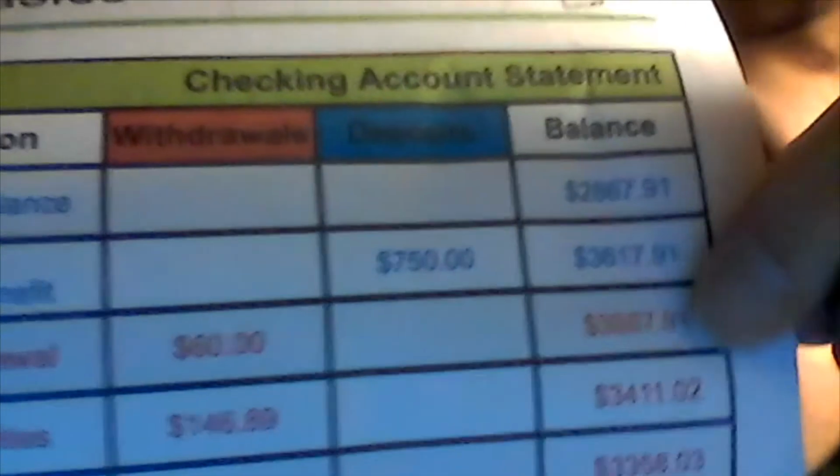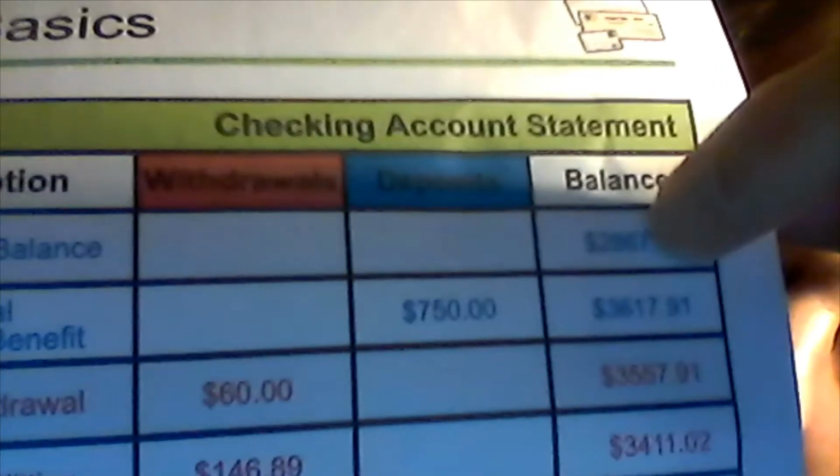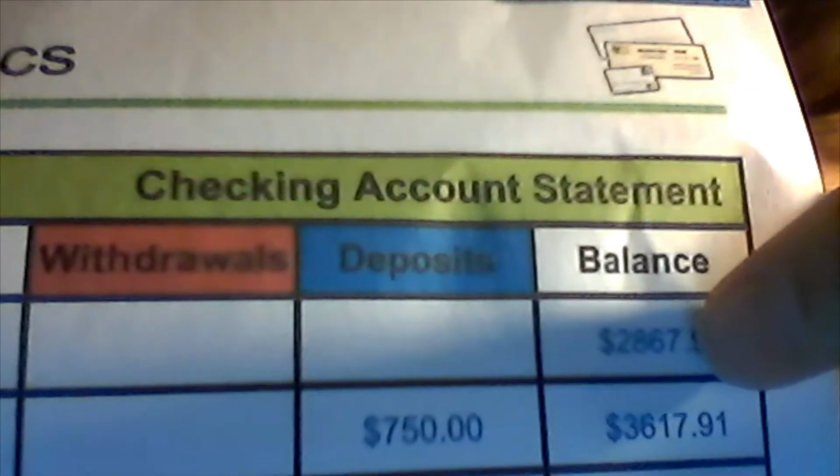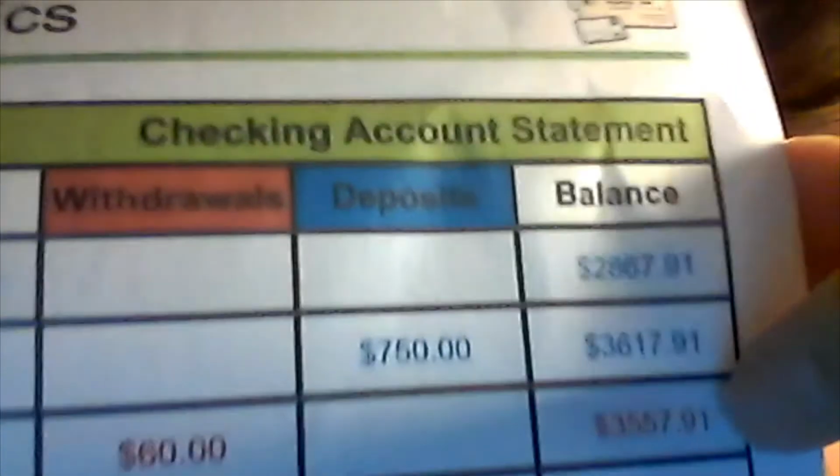When you put money in, you add it to the balance, and then you have a new balance. I know it's a little confusing. It's confusing for everybody.